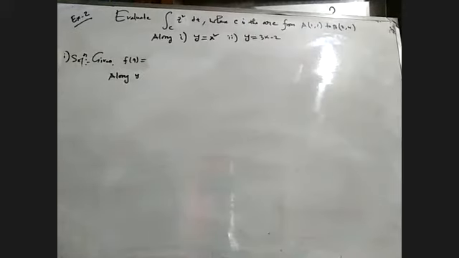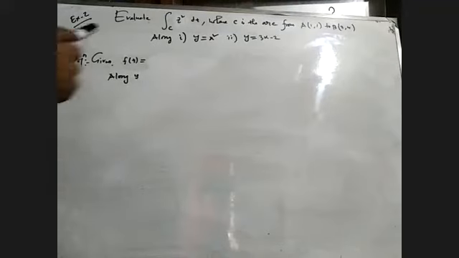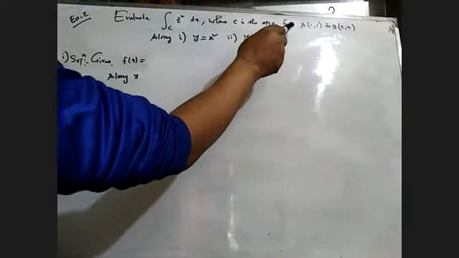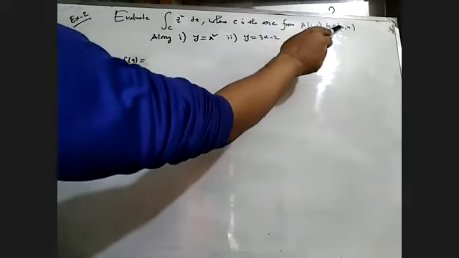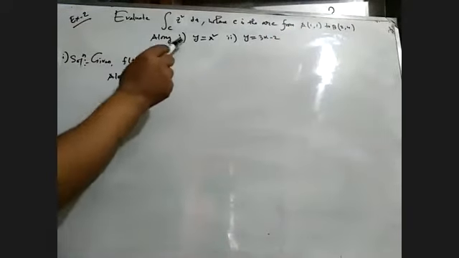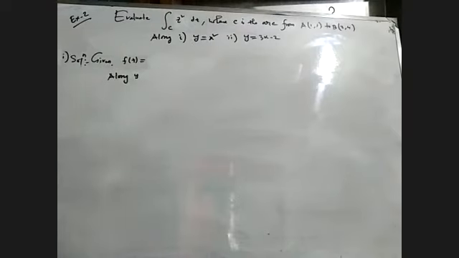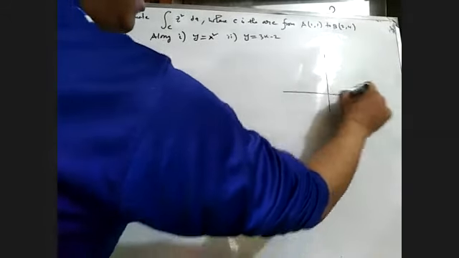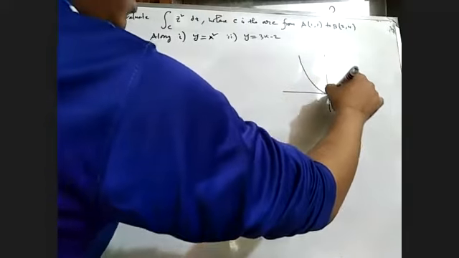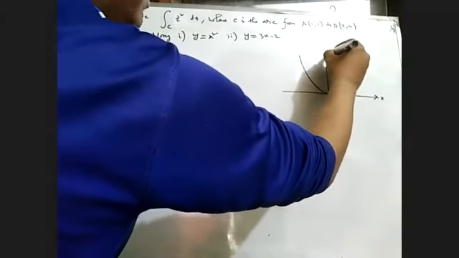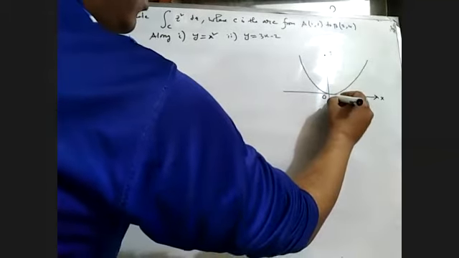Now another example 2. Evaluate contour integration of z square dz where C is the closed curve or arc from point A, 1, to B, point 2, 4, along first one y equals to x square and second one y equals to thrice x minus 2. Now if we draw the curve y equals to x square like this, suppose this is the y equals to x square curve. This is the real axis x and this is the imaginary axis y, and this is the origin 0 0.